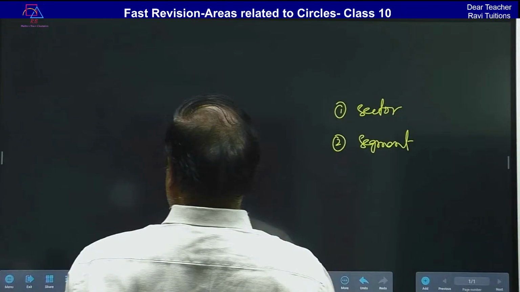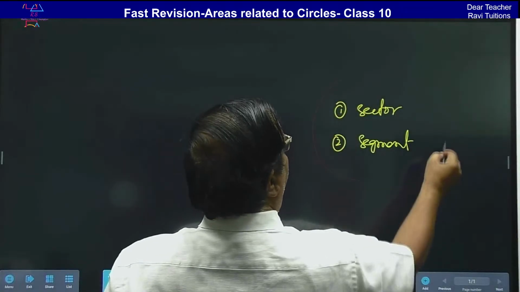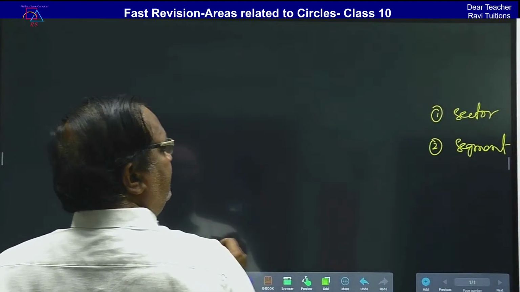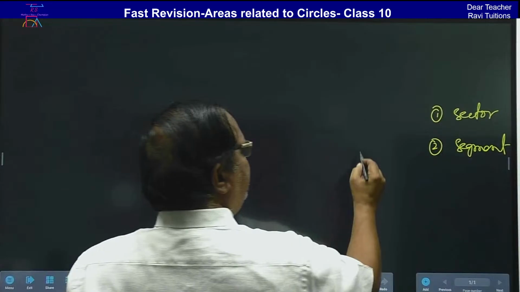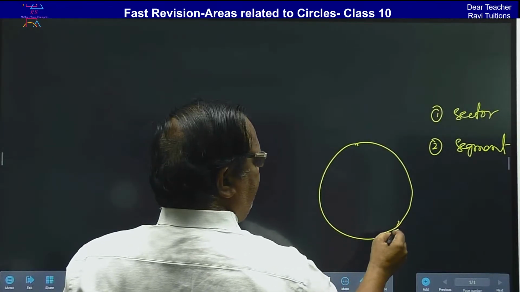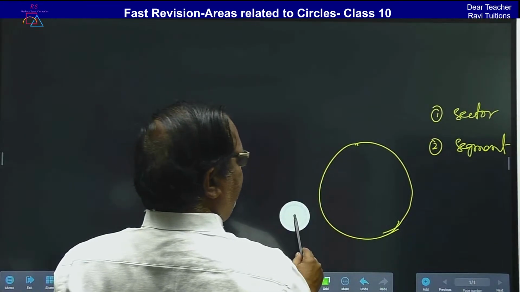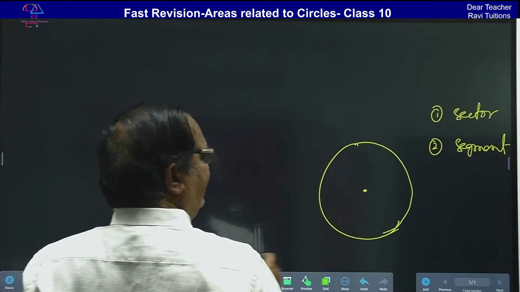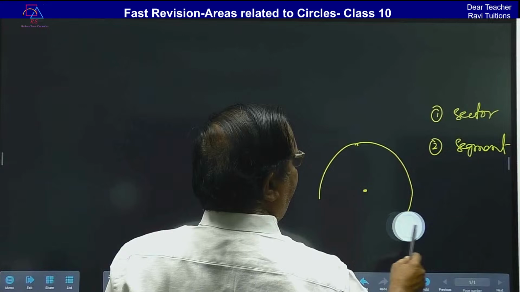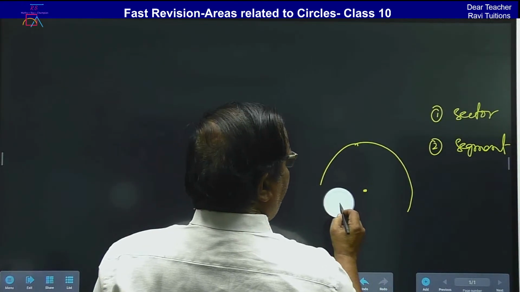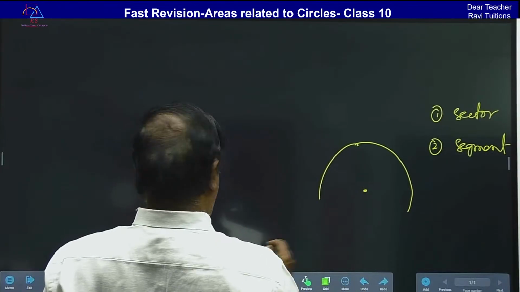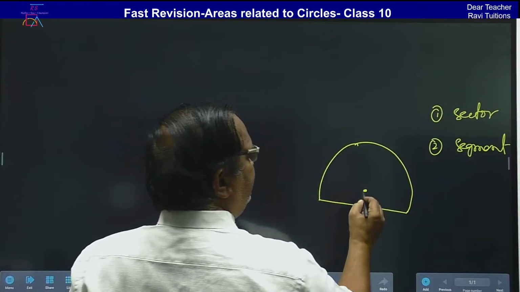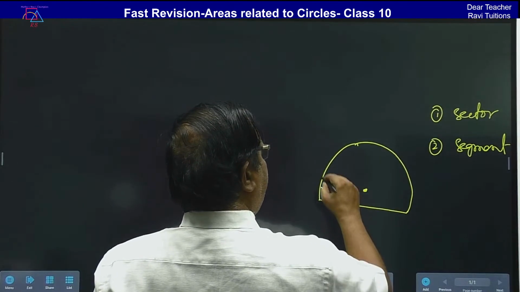What is a segment? A segment is also a part of the sector. I have a circle, I remove one part, and I join the end points. Then this will become a segment.